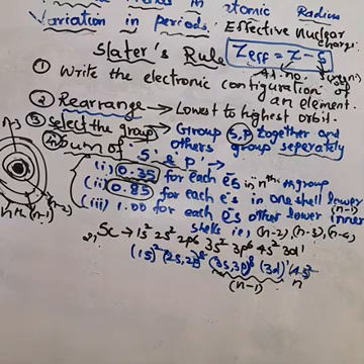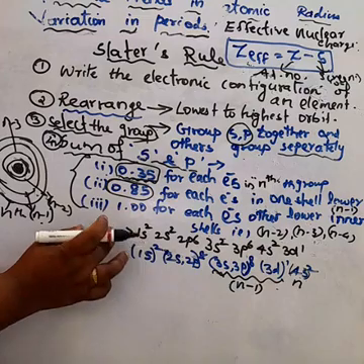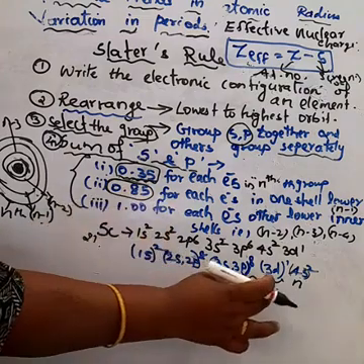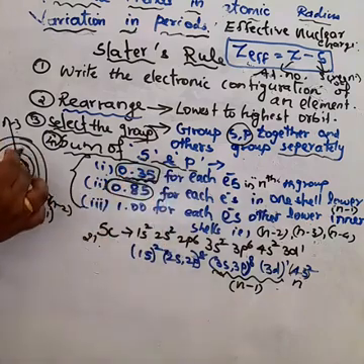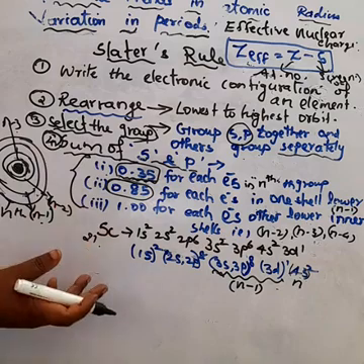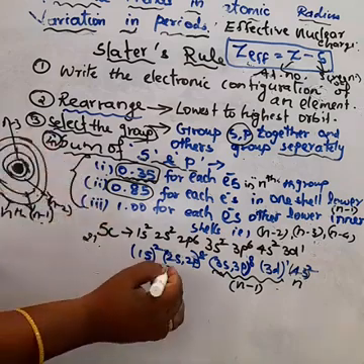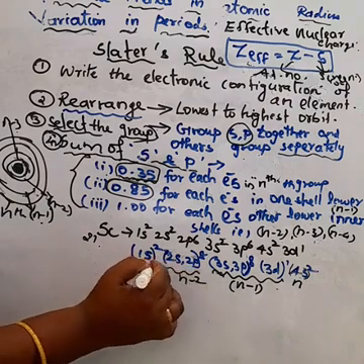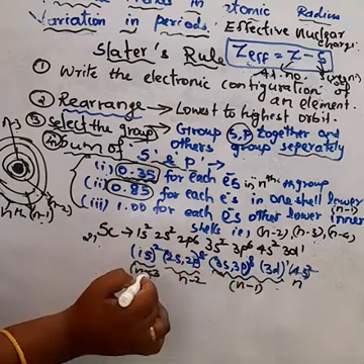Okay, 1.00 is for which electrons? 1.00 for each electron in the other orbitals. What are the other orbitals? n minus 2, n minus 3, n minus 4, and so on, all of them. Here, for the scandium atom, only n minus 3 is present.